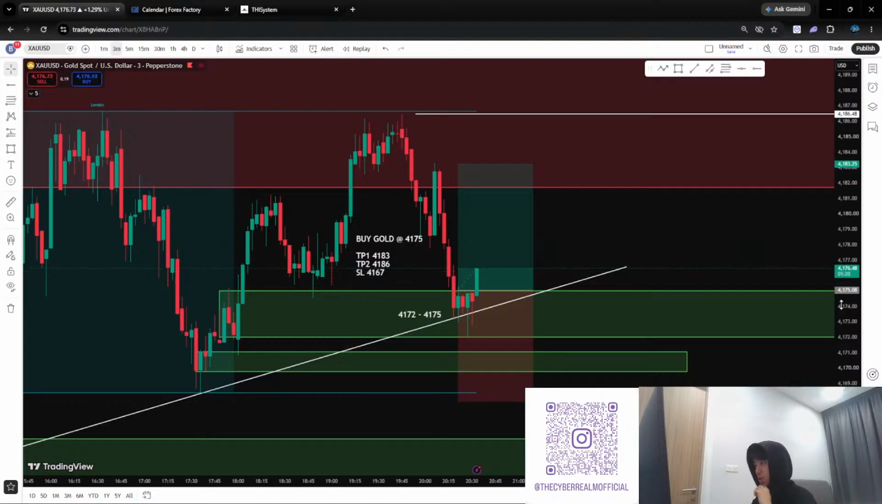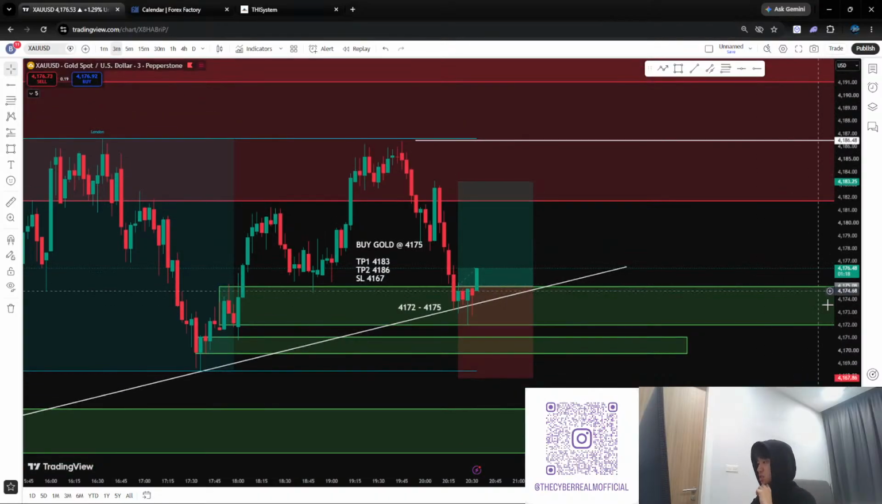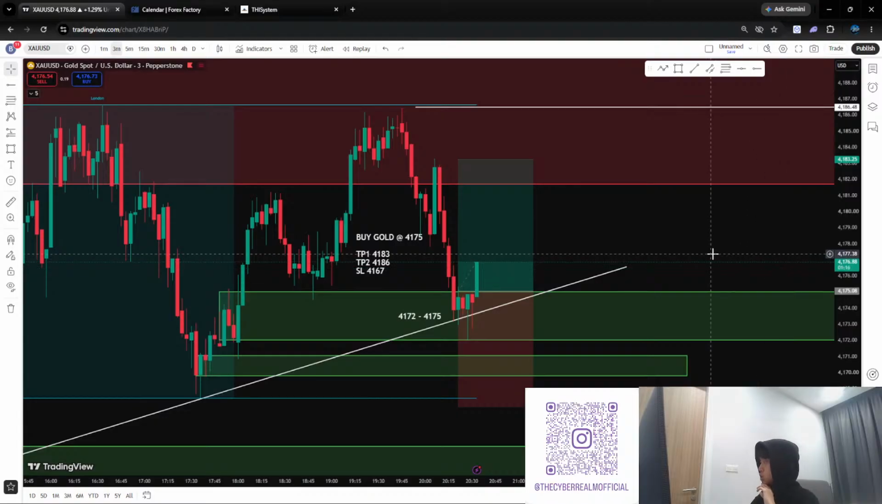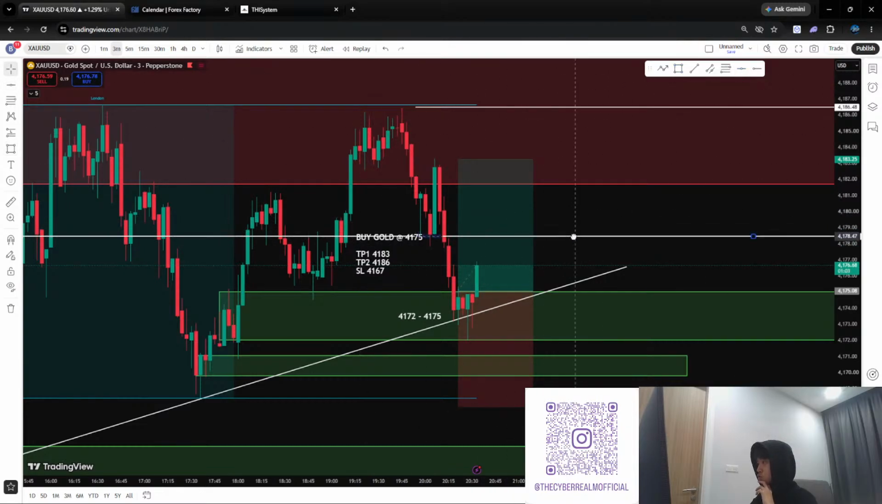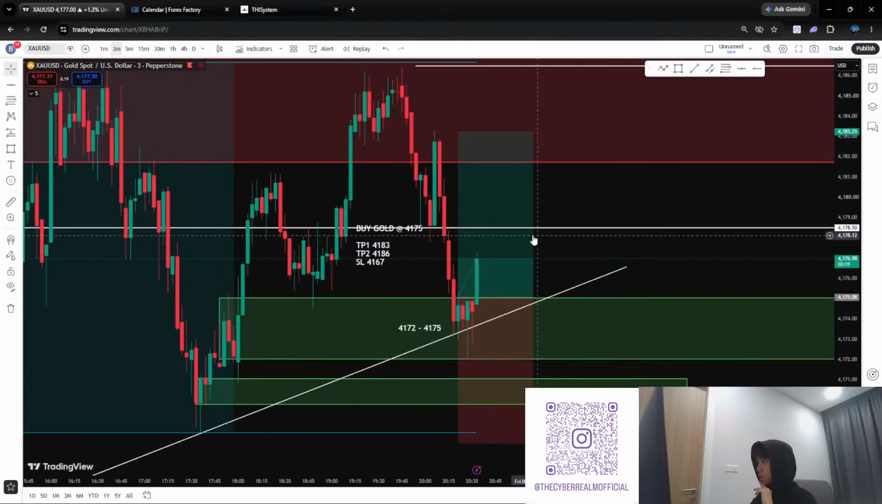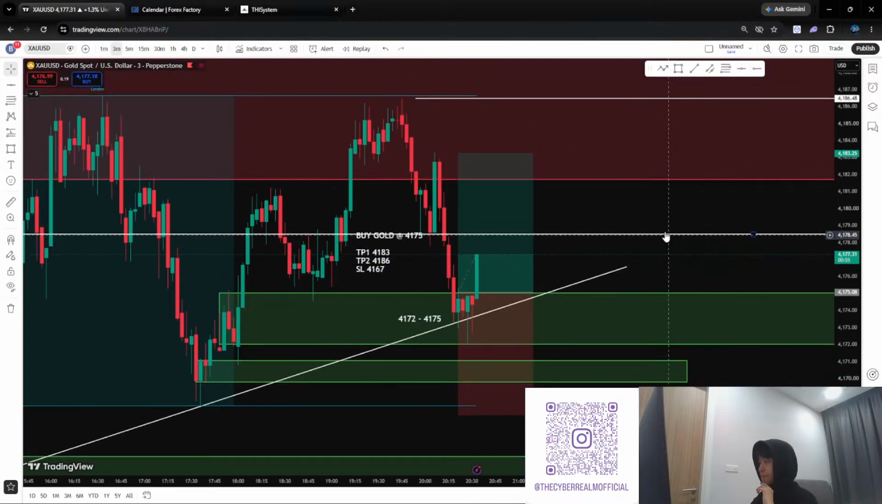Alright, gold is going up, guys. Be patient. It's around 7.7 right now, profiting around 20 pips. There is some resistance area right here, so let's see if gold breaks through this. It might go towards this area, but if it breaks through, then we go for the TP1.